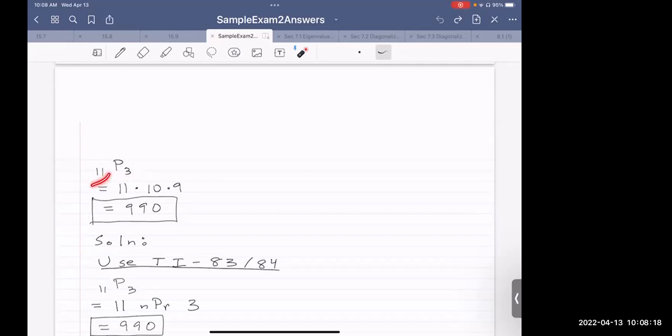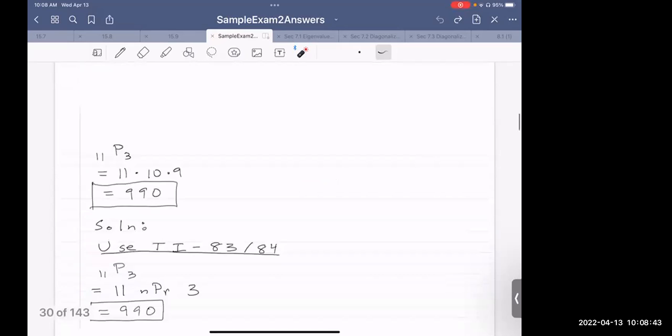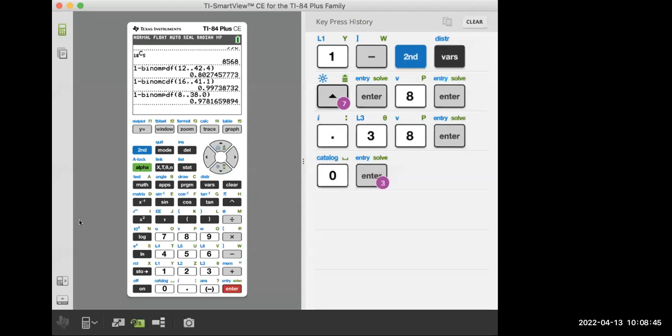So for the first one, there are 11 people I can first choose to be the first person in line. After I've chosen that first person, then there are only 10 people remaining that I can choose from to be in line. After I've chosen the second person, there's only 9 remaining. I can also use permutation, nPr.